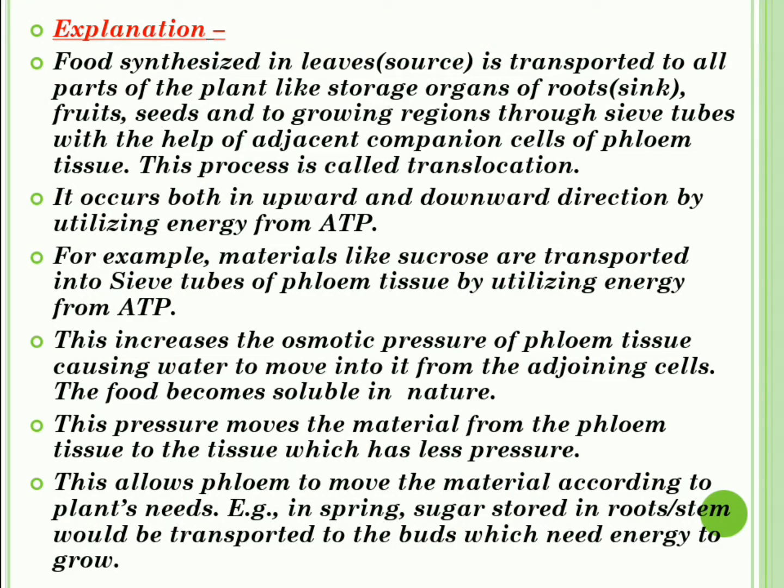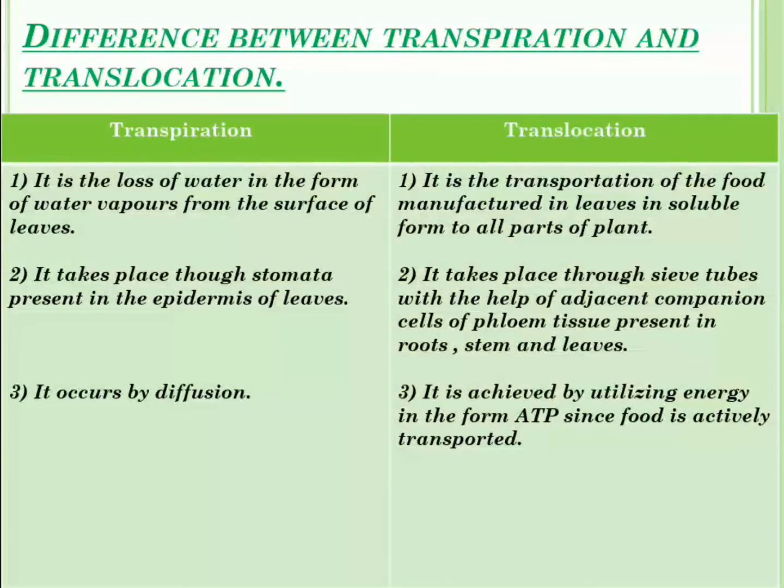Students, you can get the details of the process of translocation in plants through phloem tissue, which we have learnt with the help of diagram in the previous slide. Now let us see what is the difference between transpiration and translocation. Transpiration is the loss of water in the form of water vapors from the surface of leaves. Translocation is the transportation of food manufactured in the leaves in soluble form to all parts of the plant.